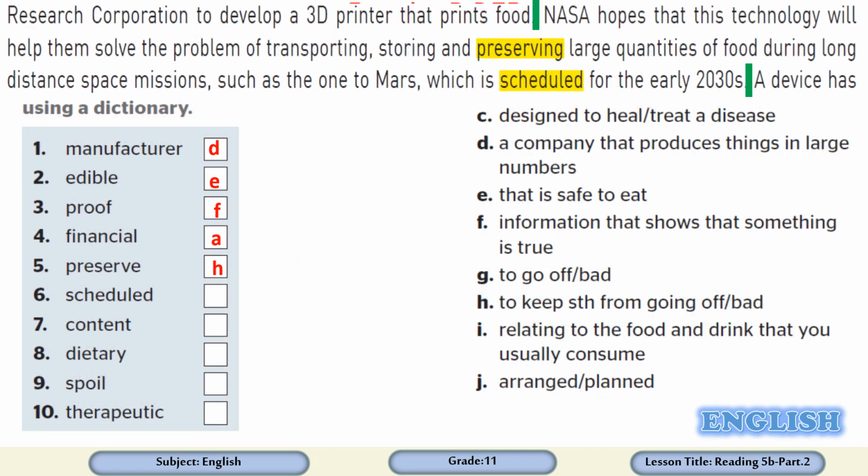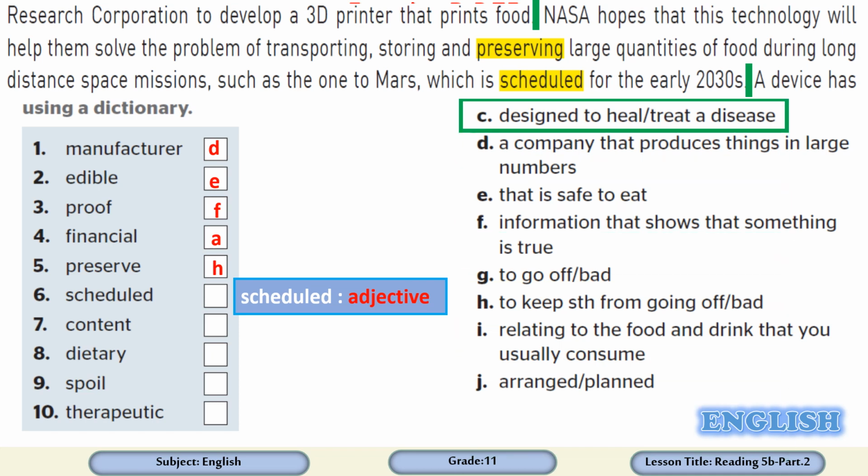Number 6, the word is scheduled. And if you look at the text, it says the mission to Mars is scheduled for the early 2030s. So what part of speech is scheduled here? Yes, excellent. It's an adjective. And we still have two definitions of adjectives. It's C and J. Very good. Which one matches the word scheduled here? Excellent. It's J. So scheduled here means something that's arranged or planned.